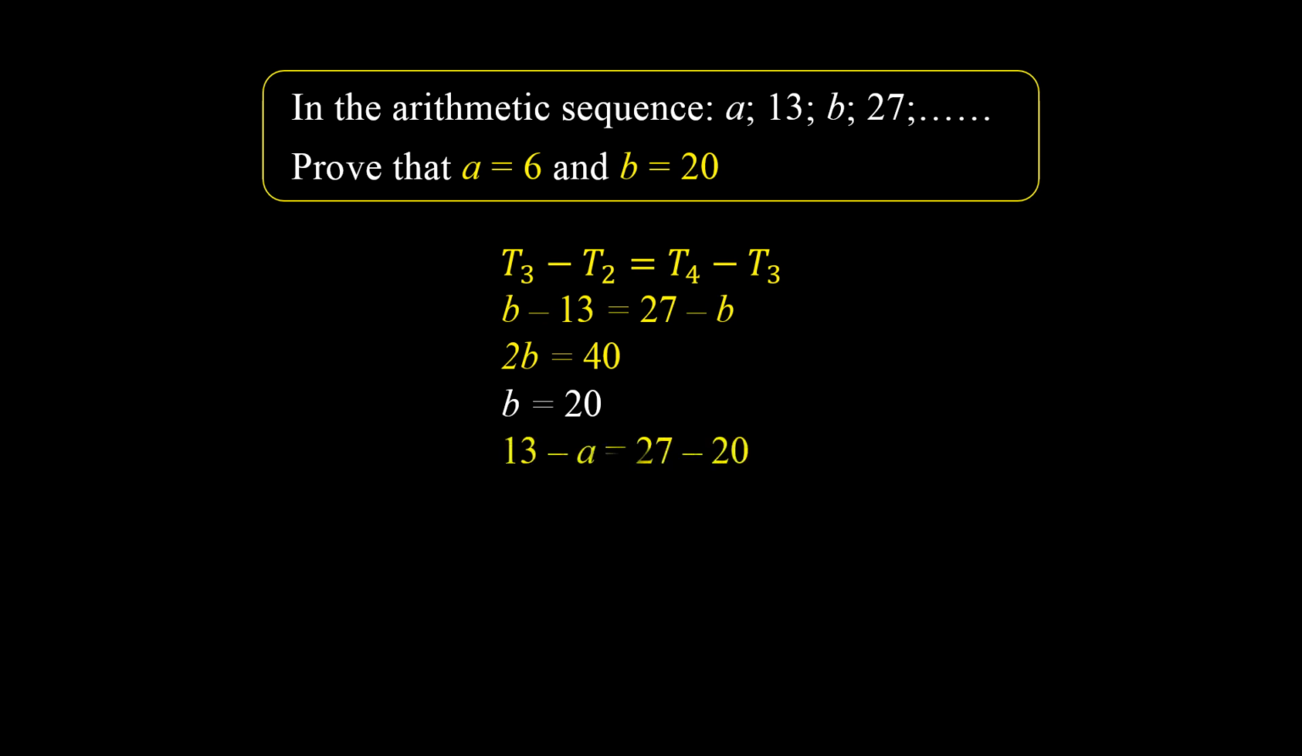Now 13 minus A must be equal to 27 minus B. What is B? 20. So we simplify and solve for A. We get A is equal to 6.